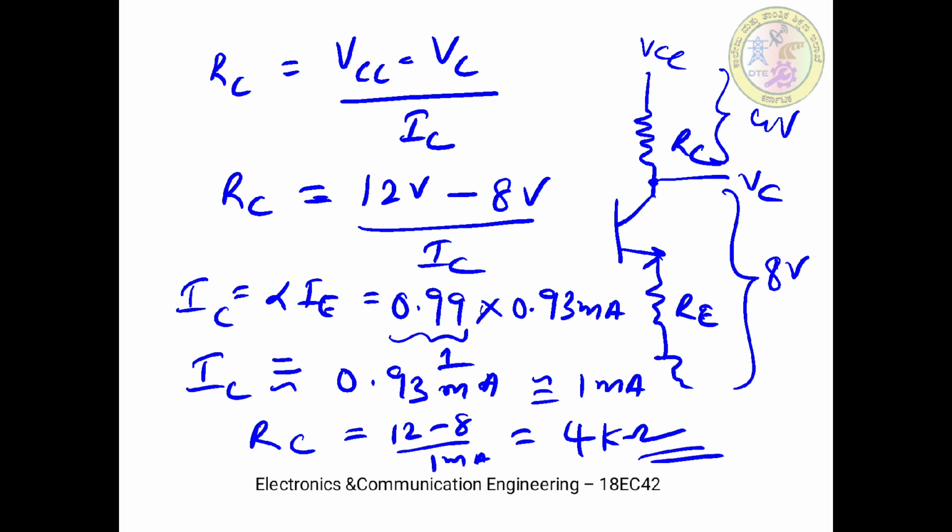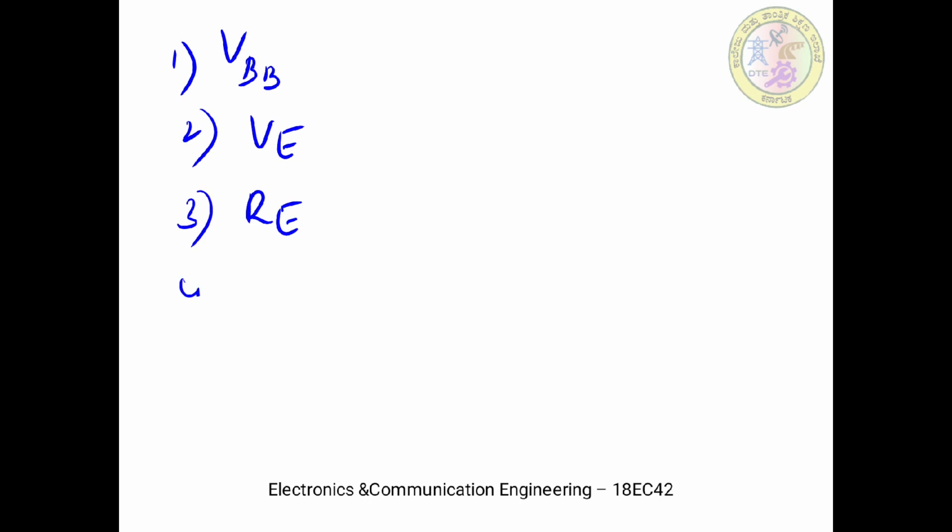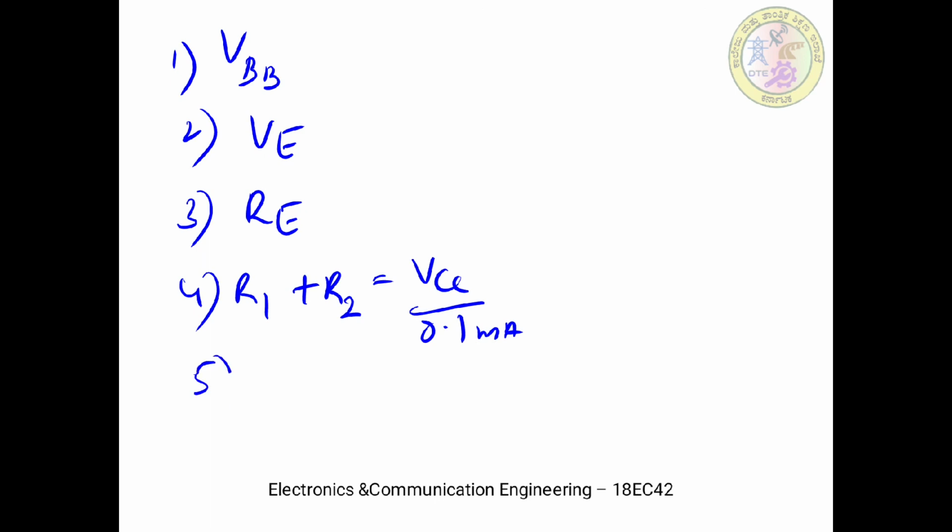Therefore, in case of this biasing arrangement, what are the steps? First we need to calculate the VBB value. Next we need to calculate the VE value. Next we have to calculate the RE value. Next you have to calculate R1 plus R2, which will be equal to VCC by 0.1 milliamperes. Using this you can further design R1 and R2 values.